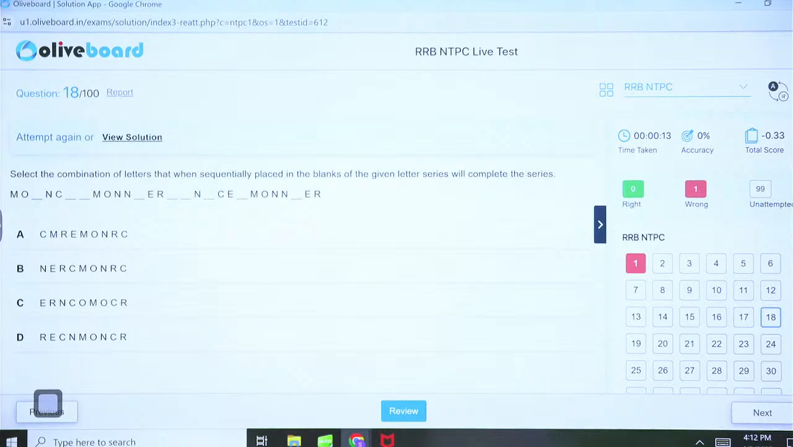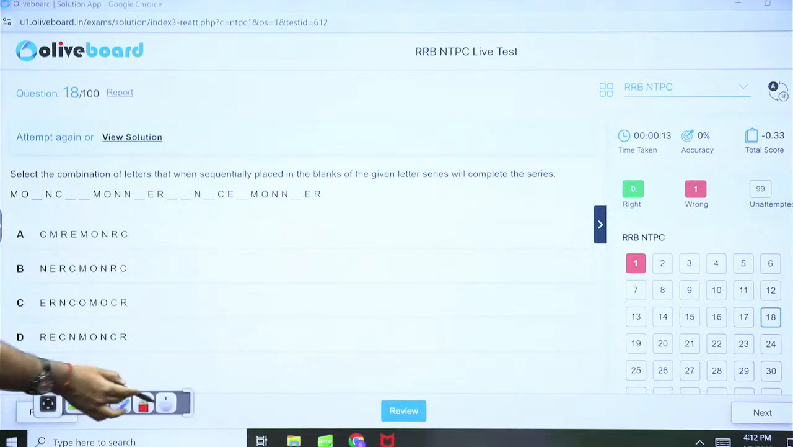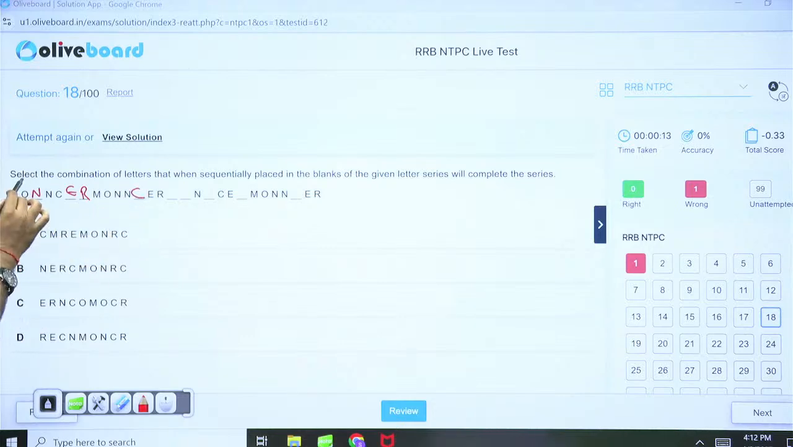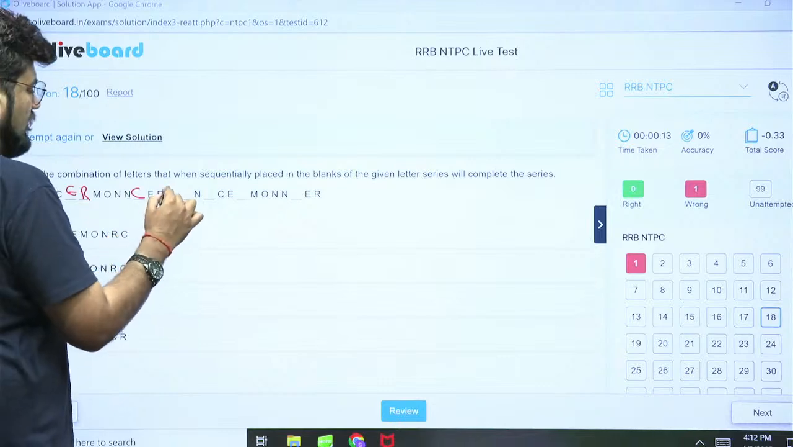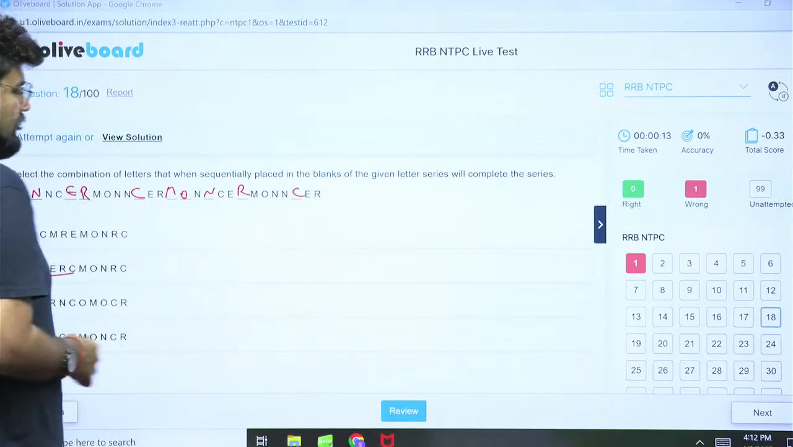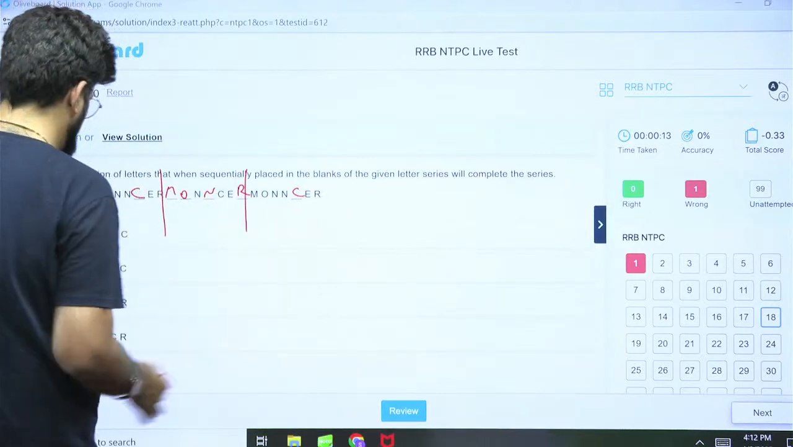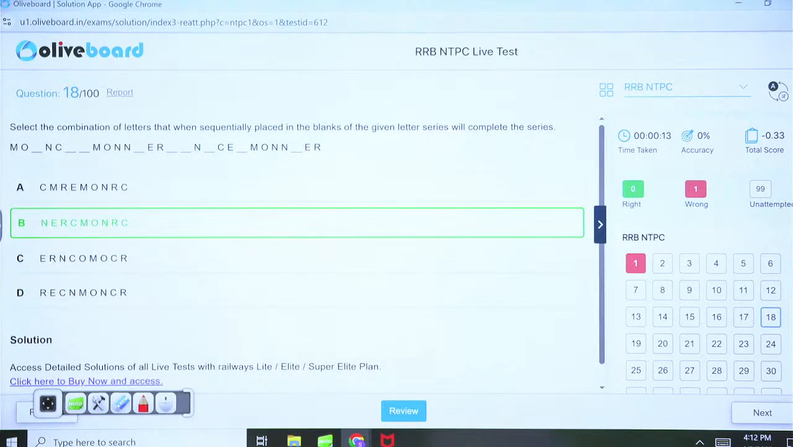M-O-double-N. Most probably we'll have a double N here. M-O-double-N dash E-R. And this is C, so this has to be C. Now check for N-E-R-C. We have only one option. Fill it. M-O-N-R-C. Check if there is any repeat pattern. M-O-double-N-C-E-R. Option B is the correct answer. Easy question. Next, question number 20.